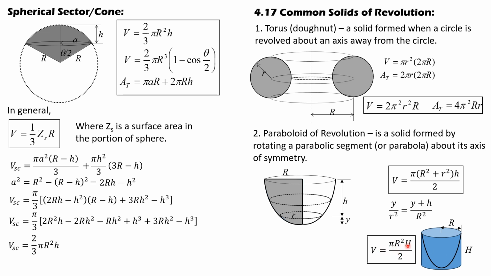So pi r square h over 2, if you're going to interpret this, is half the volume of the circumscribing cylinder. And also take note that the volume outside the paraboloid of revolution but inside the right circular cylinder is also the same as that. So that volume plus volume of paraboloid is volume of the right circular cylinder.